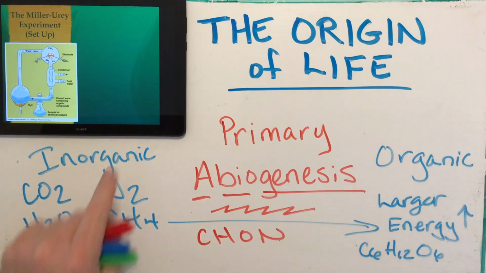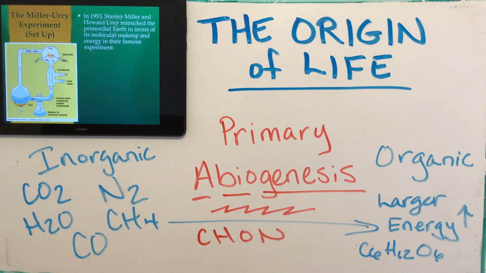Well, we wondered about this, and then there were two scientists, Stanley Miller and Harold Urey, in 1953 at the University of Chicago. They ran a very simple experiment that showed, yes, primary abiogenesis could have happened. We could go from an inorganic planet to one that had organic molecules capable of building life on it. All right? So here's a picture of their experiment.